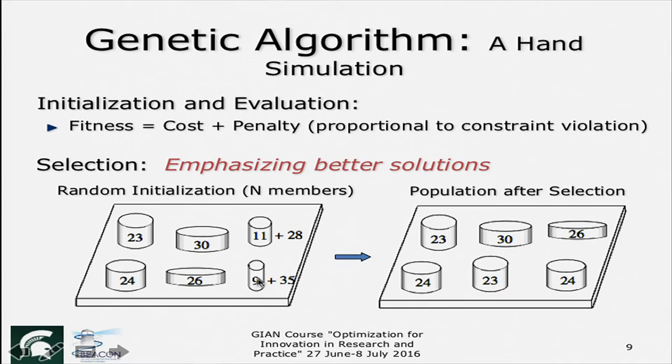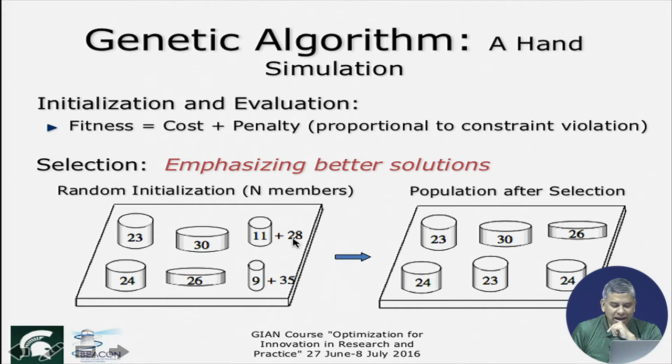So what I do, I add some artificial cost to the actual fabrication cost. This cost is in proportion to how much constraint is violated. So this one is 28 milliliter short from 300. So that's the violation of the constraint. I wanted 300 or more, but I got 300 less 28. So I add 28 to this. This one I got 35 milliliter less, so I add 35. But you can use some other scheme.